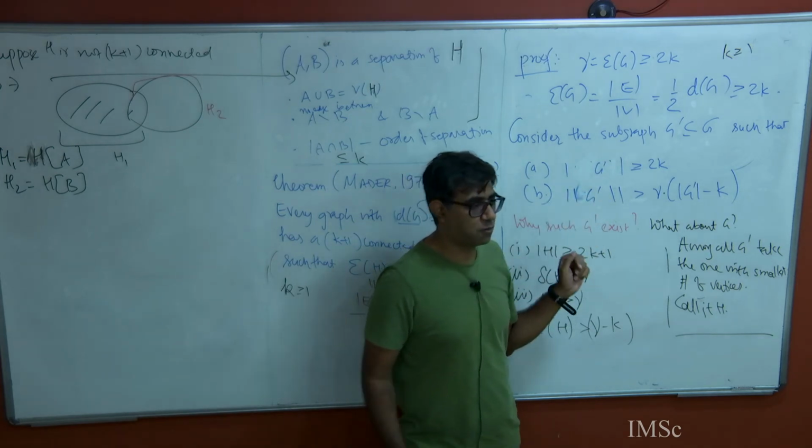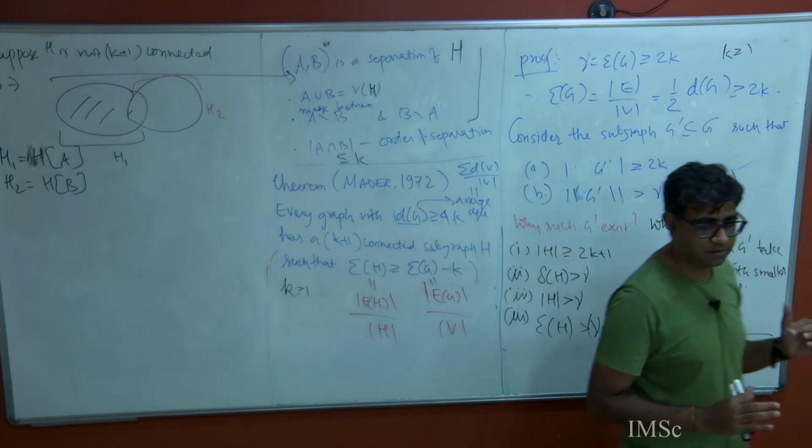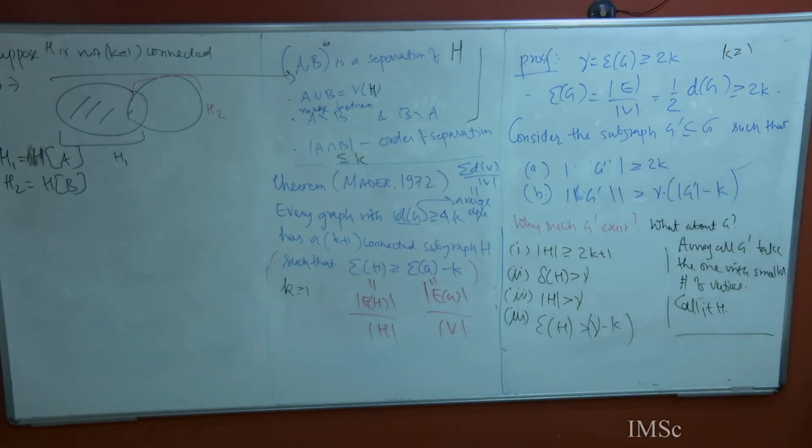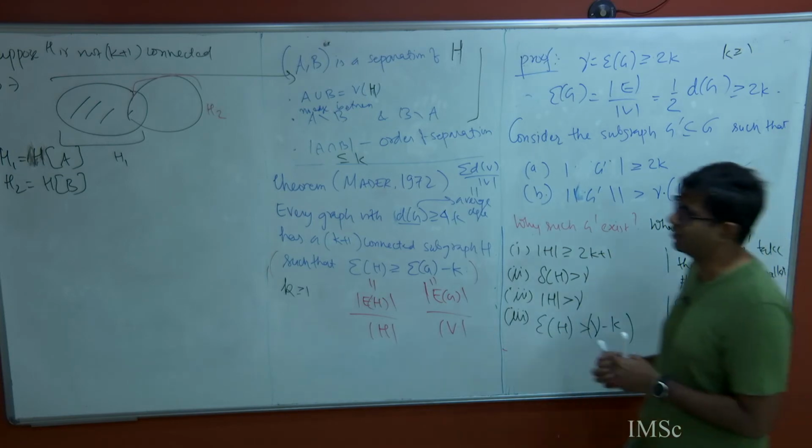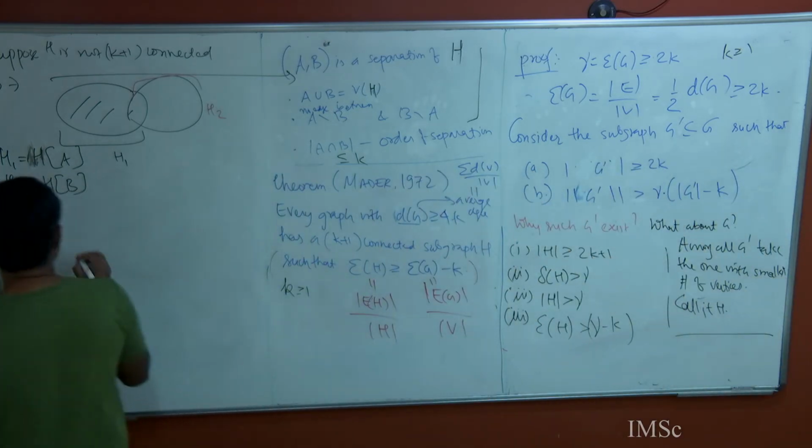If out of these two properties, the H1 and H2 that we have considered satisfies one property, then the only property that it can violate is the other one. Okay, so let's just prove. What is the size of H1? Can someone prove to me?